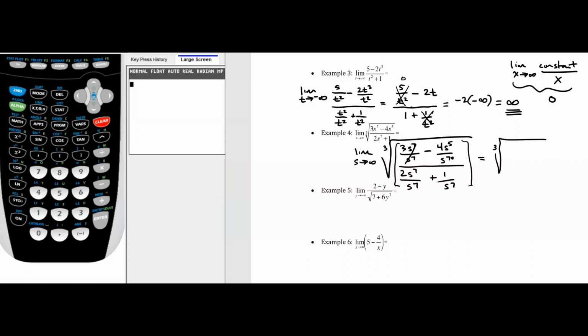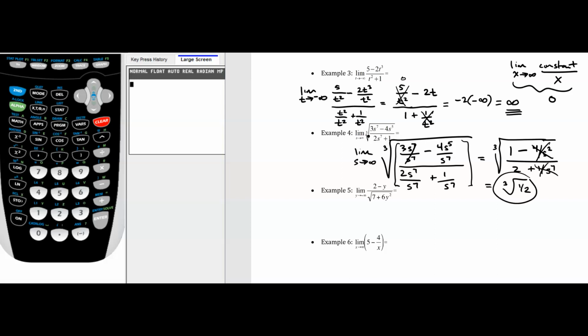So we have the cube root of 1 minus 4 over s squared, over 2 plus 1 over s to the 7th. Again, this concept comes into play because as s goes to infinity, a constant divided by s squared is going to be negligible, go to 0. Same thing with 1 divided by s to the 7th. And so our answer isn't 1/2. All of this took place inside the cube root, so our answer is actually just the cube root of 1/2.